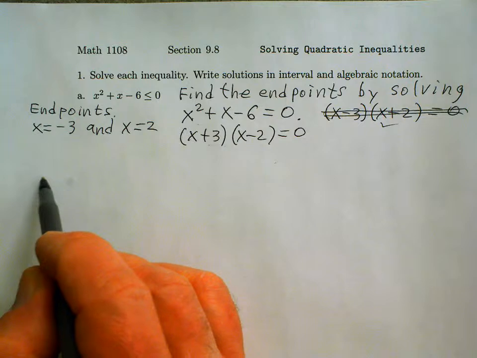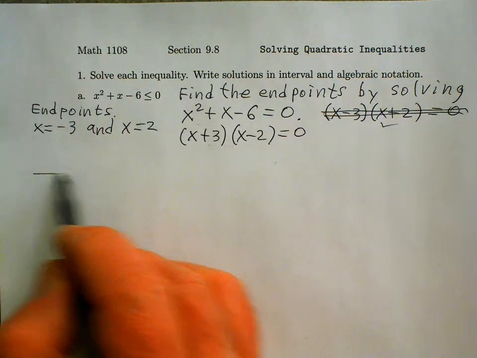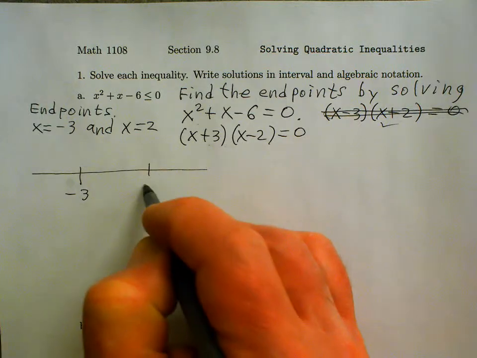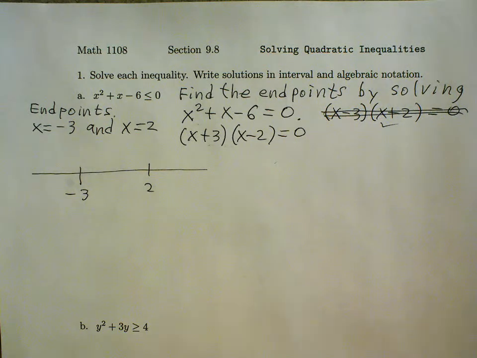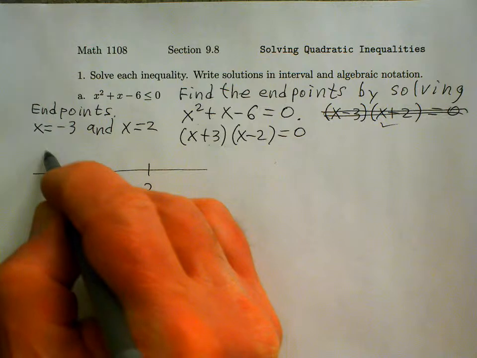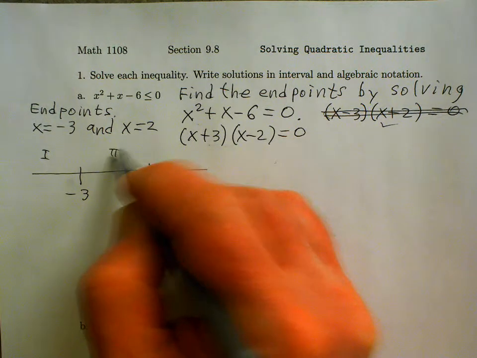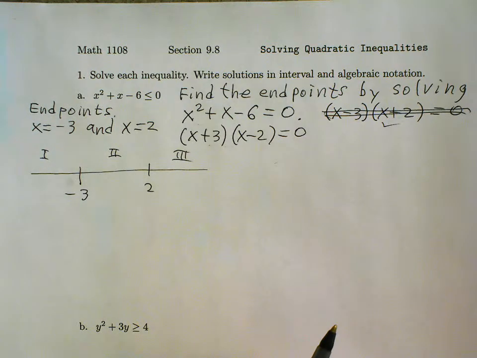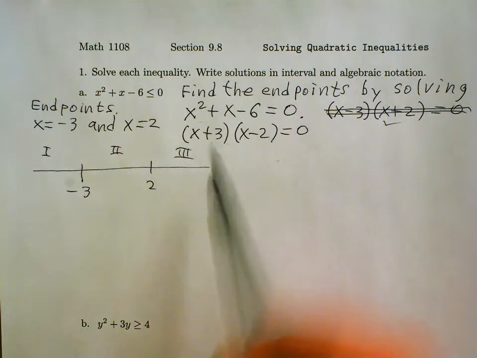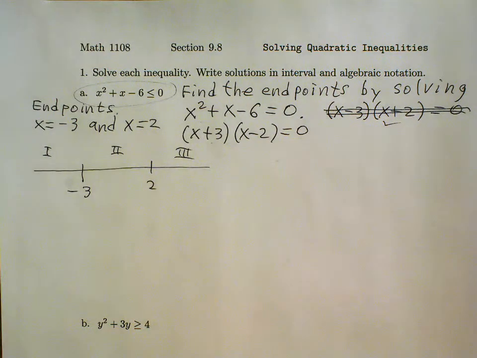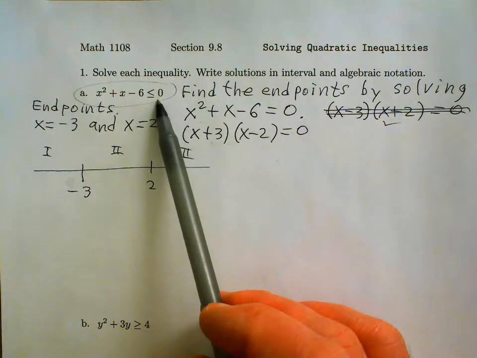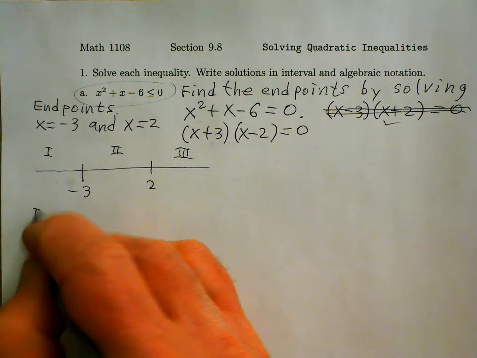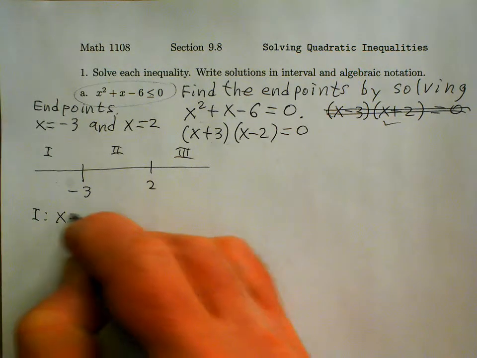So just like we did with other inequalities, we plot the endpoints on the number line. These two endpoints divide the number line into 3 separate intervals. And then we pick a test point from each interval. And then in the inequality, we test the test points. So in the first interval on the left, we can pick x to be negative 4.